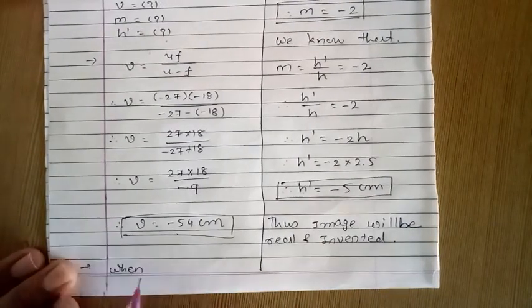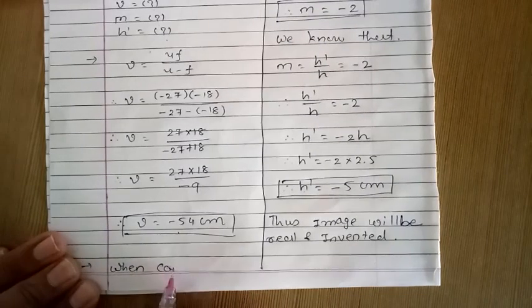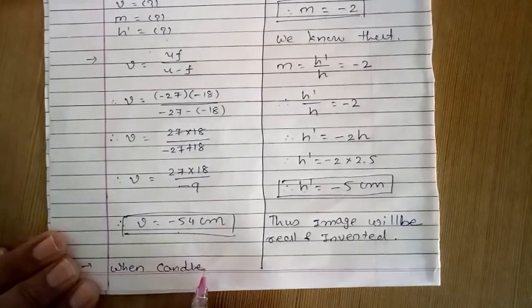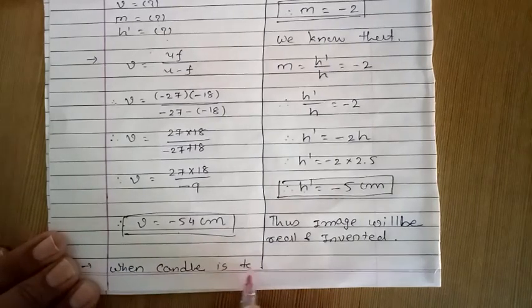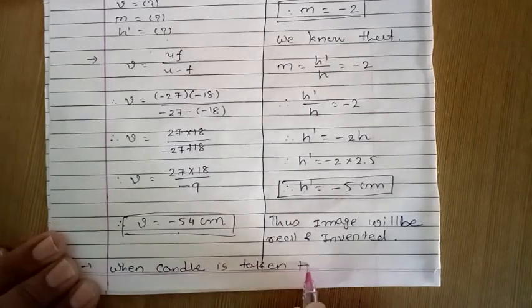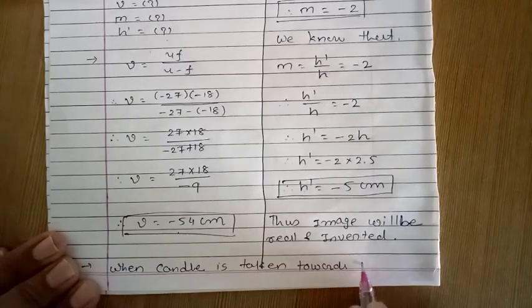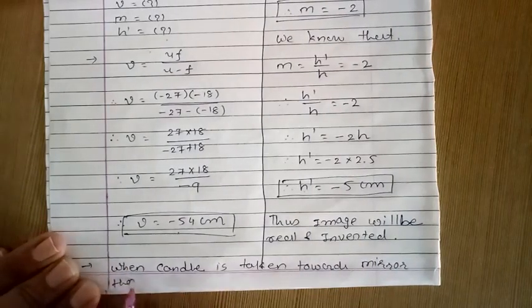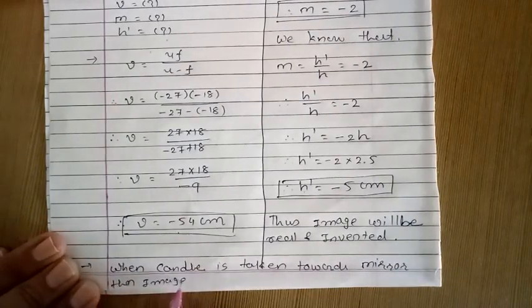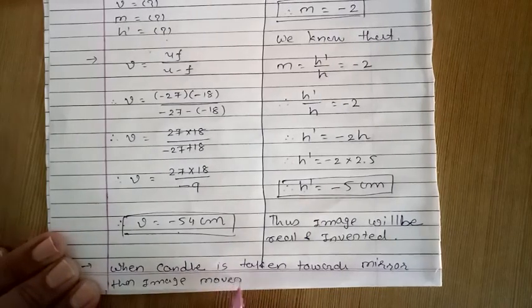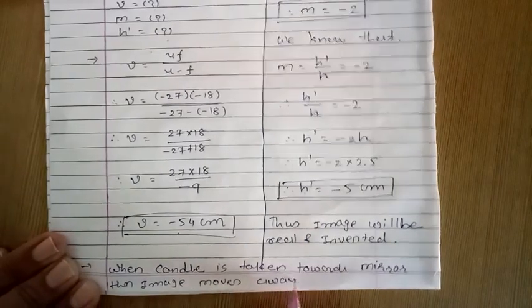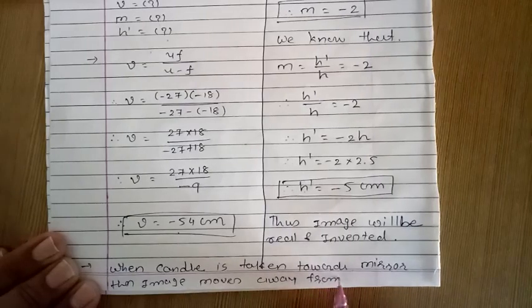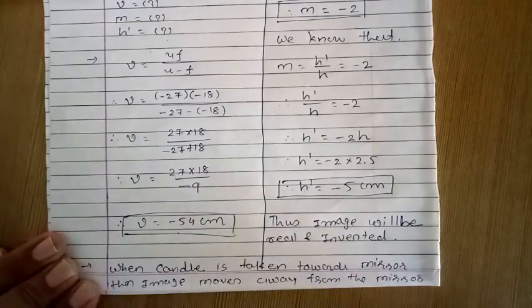So we can write that when the candle is taken towards the mirror, then the image moves away from the mirror, right? Okay.